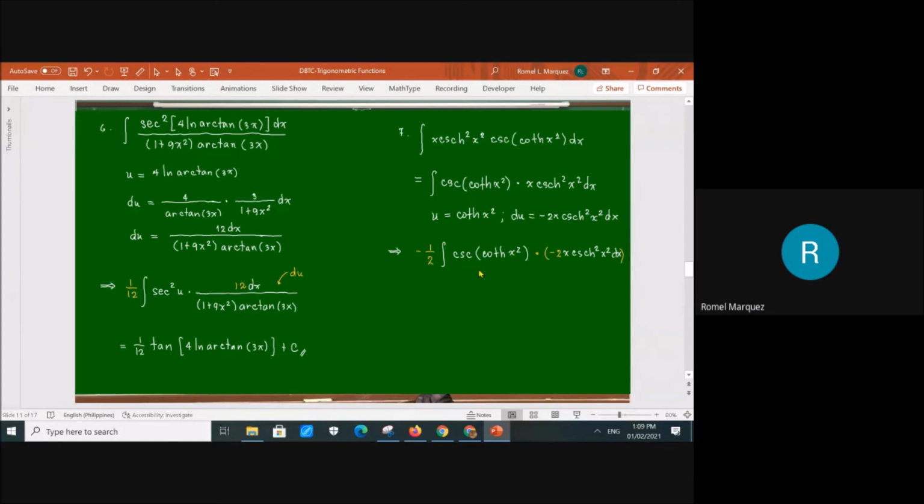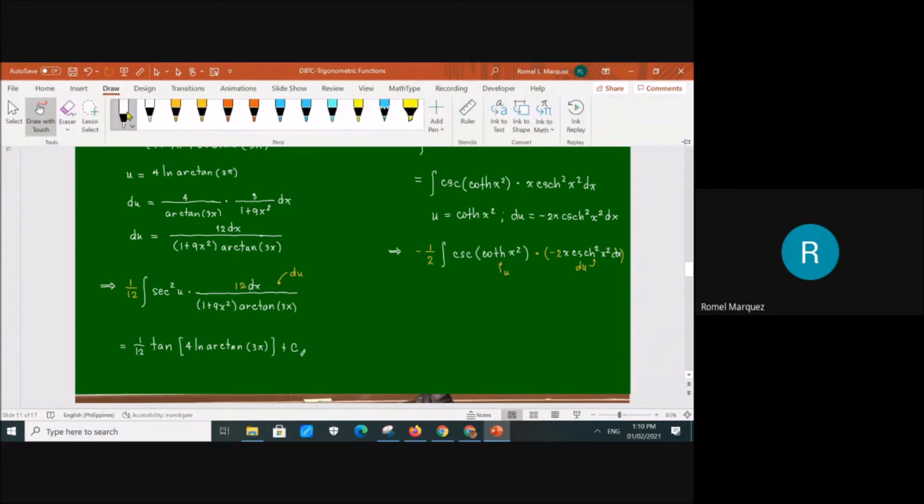Okay, guys? So this is now read as u, and this is du. That's du. Okay? Negative 1/2 integral cosecant u du. Oh, what's the answer, guys?